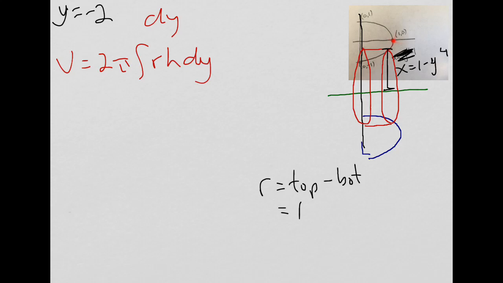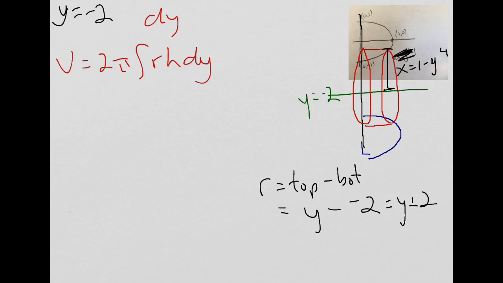So for example, if it was right here, I would have a radius of 2 because that thing's 2 down below. So I get y minus negative 2, because this is y equals negative 2. So I do the y value minus the lower part, the bottom, which is that negative 2, which winds up giving me just y plus 2. So that's my radius.